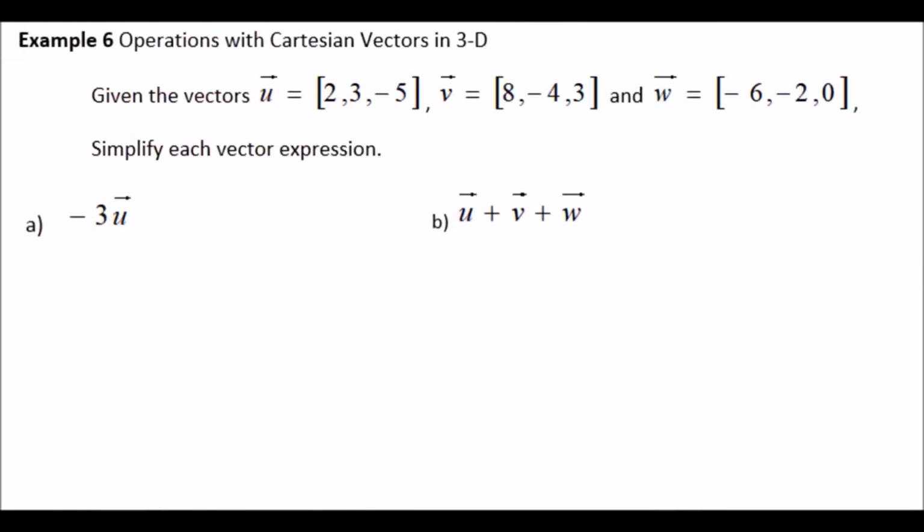Welcome back to lesson 4, vectors in 3 space. So we're going to finish off with example 6 and example 7. Given vectors u, v, and w, simplify each vector expression.